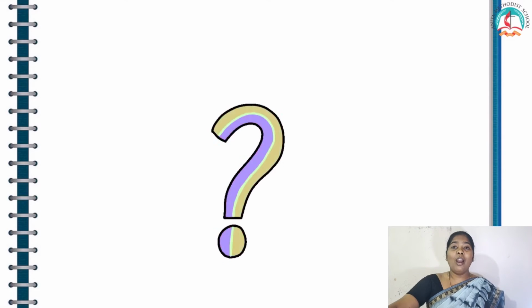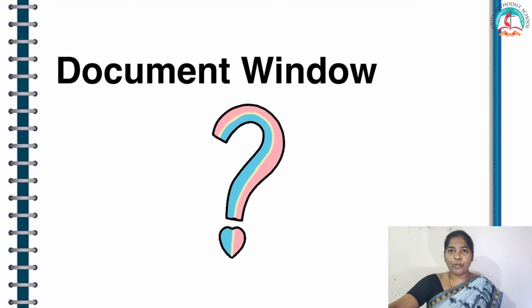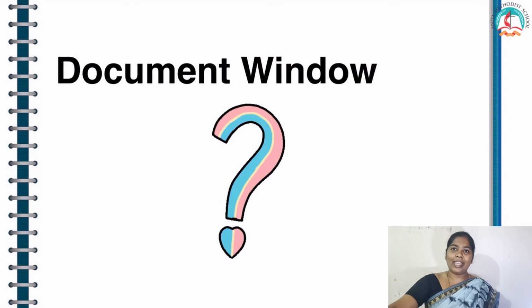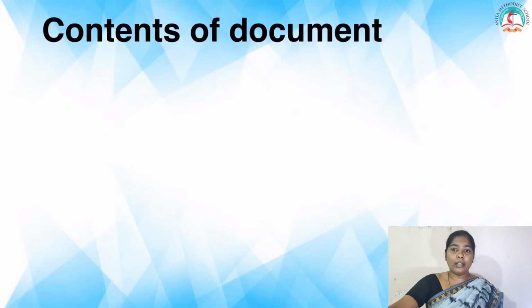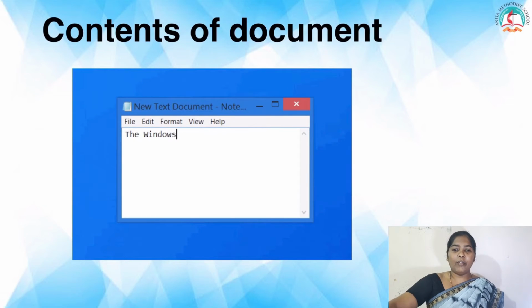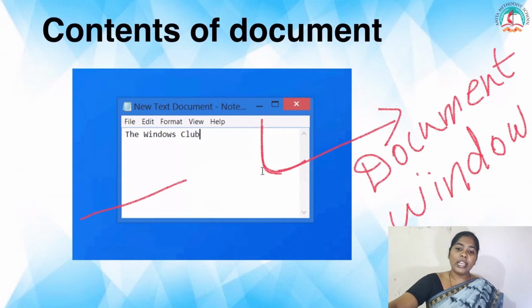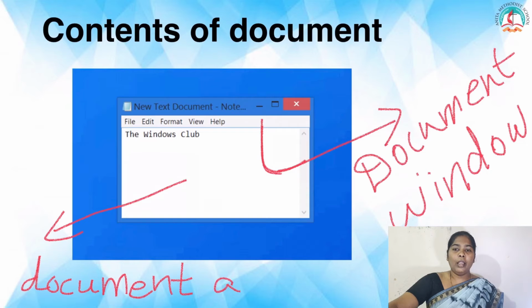Next we are going to see what is a document window. So what is a document, children? Yes, in an application, if we are going to create a document, for example in Word, if I want to type about myself, I should create a document. So now we are going to see what is a document window. Yes, the document window has the contents of the document. For example, here, the Windows Club. That is the contents, and that is called the document window, and this is called the document area. So the one we are going to work with is called the contents of the document.